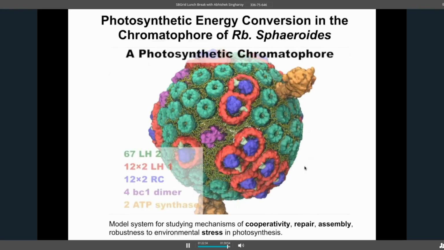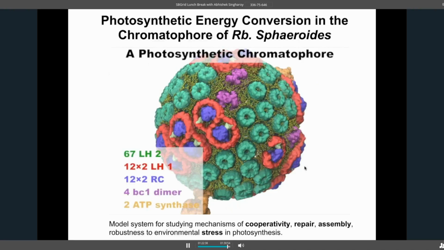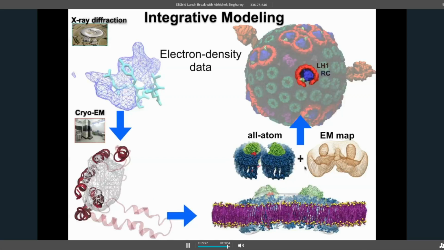And then obviously this model was built. It has 101 proteins, 16,000 lipids. There are different types of proteins embedded in this particular model. So the question is, how did we make this model? That's what I will now quickly show in the next 2 slides.